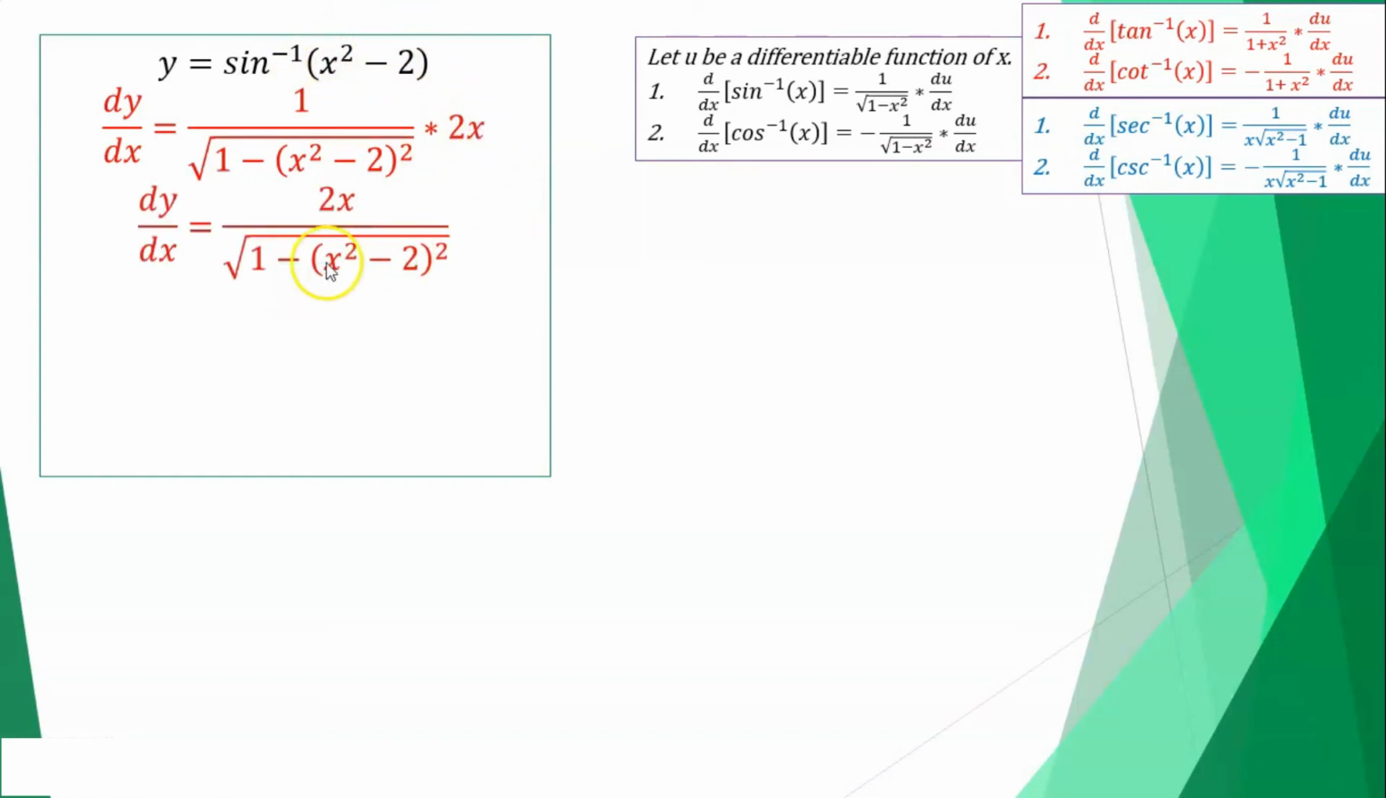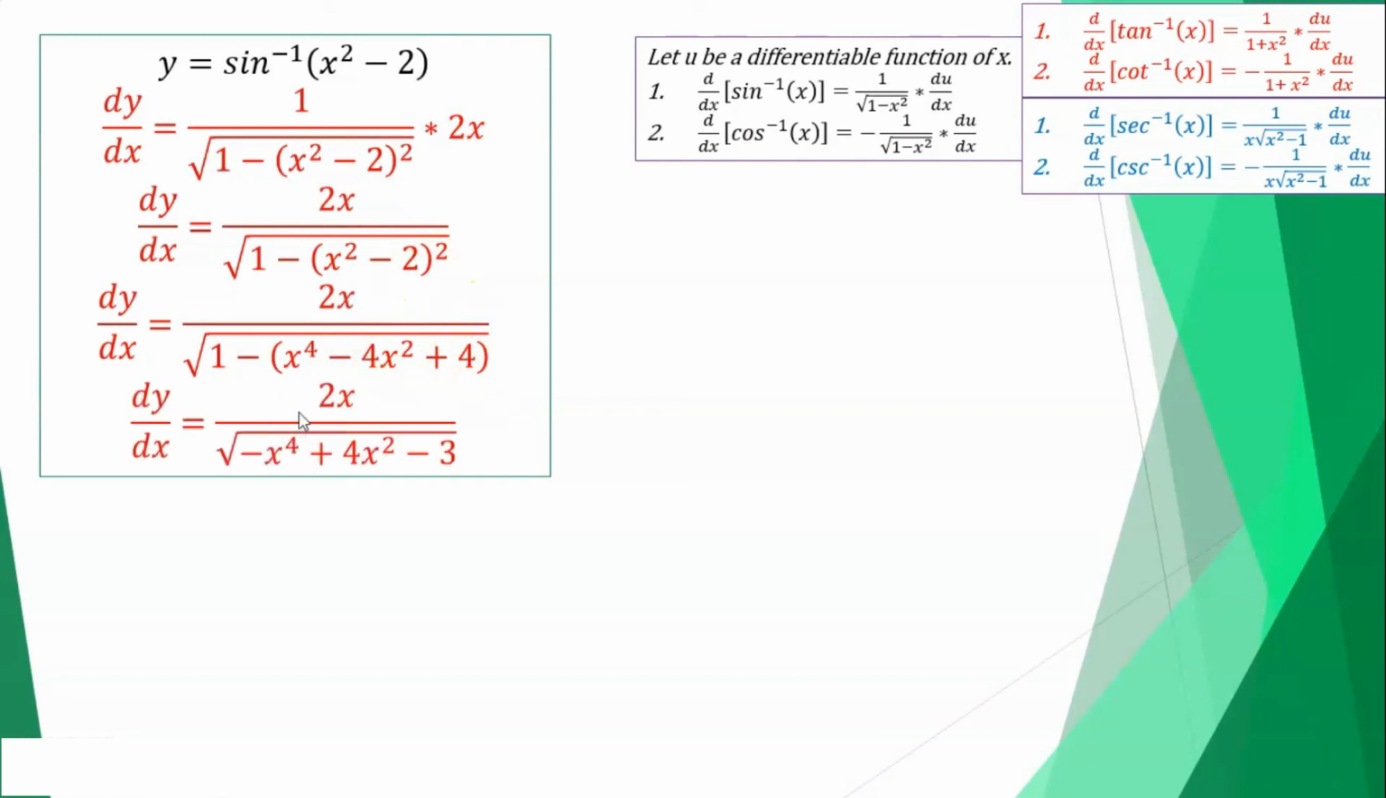So simplifying, we will get this. So squaring the denominator here. So square the first, that's x to the 4. Multiply the first, the second, and 2, that's negative 4x squared. And the square of negative 2, which is 4. So simplifying further, this is negative x to the 4. Negative of negative, that's plus 4x squared, then 1 minus 4, that's minus 3.